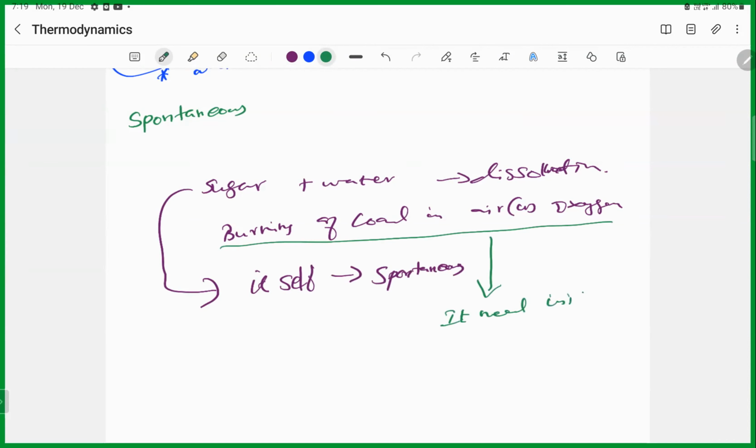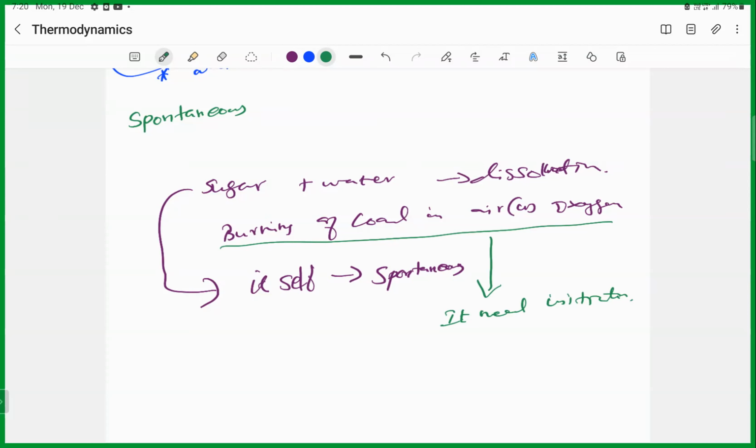It needs initiation. So what do we have to do? We have to bring a flame near the coal. But once it has started, it goes on by itself without any external agency. So both processes are called spontaneous processes. So what is a spontaneous process? A process which under some given condition may take place by itself or by initiation, independent of the rate, is called a spontaneous process.